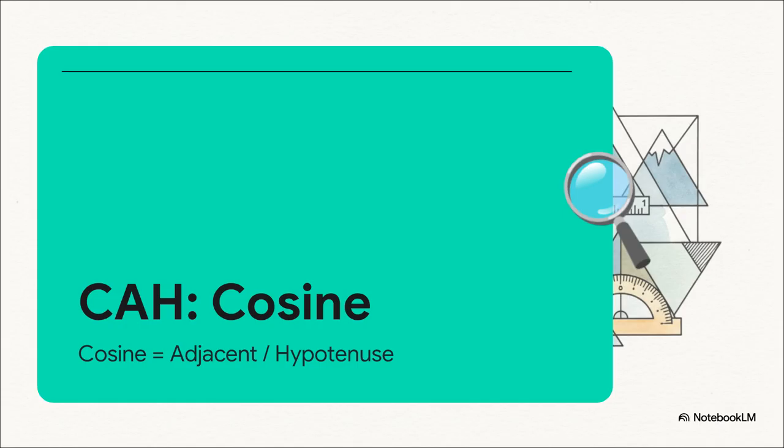Next up, we've got CAH. It's the exact same pattern. C is for cosine. The A stands for the adjacent side. That's the leg of the triangle that's right next to or touching your angle. And H is, you guessed it, the hypotenuse again. So cosine is adjacent over hypotenuse.